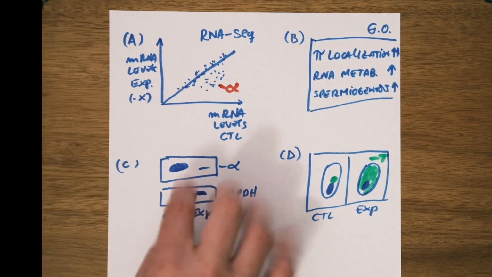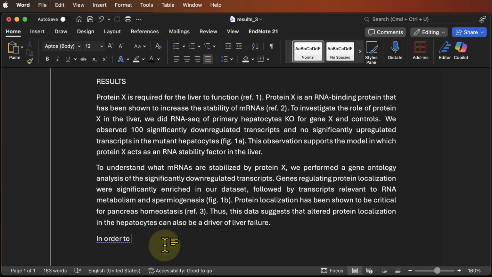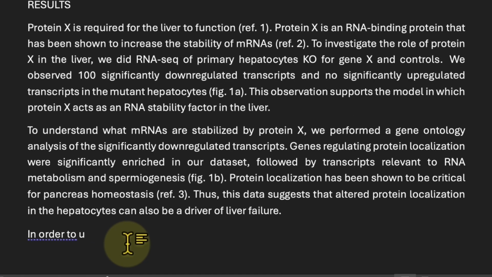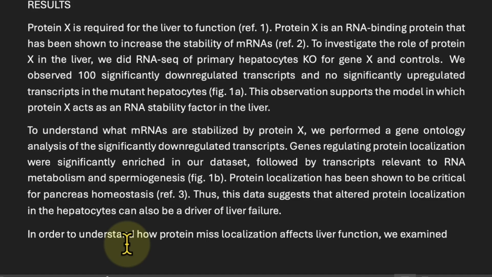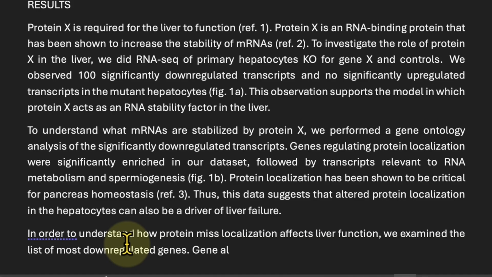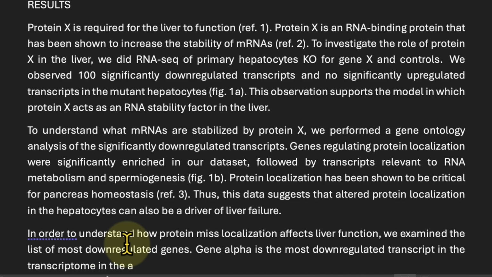So now let's move on to this Western blot. So here we start by saying, in order to understand how protein mislocalization affects liver function, we examine the list of most downregulated genes, and gene alpha here is the most downregulated transcript in the transcriptome in the absence of gene X. And this is back to Figure 1A actually, not B.